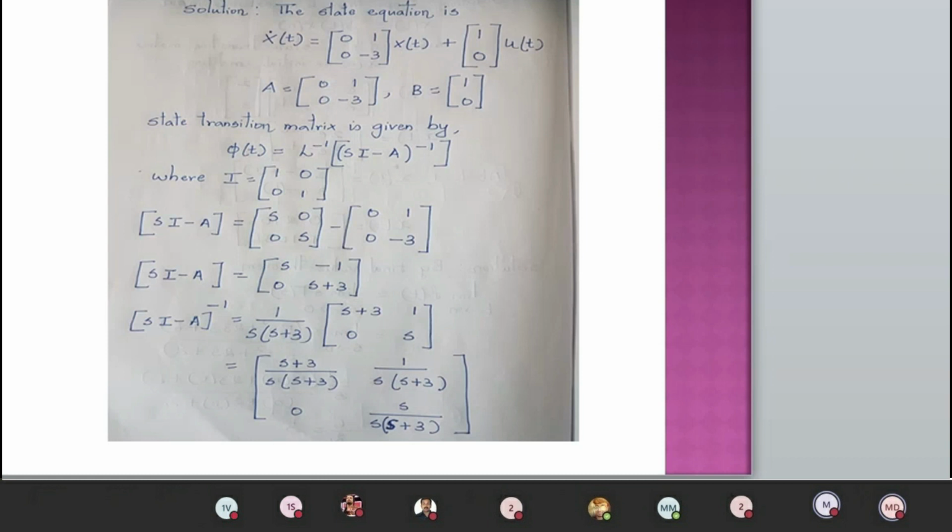Now x dot of t is equal to [0, 1; 0, -3]. So from this, x dot is A into x of t plus B into u of t. If you compare with the standard form, A is nothing but [0, 1; 0, -3], B is [1; 0]. What is the state transition matrix? Phi of t is Laplace inverse of (sI minus A) whole inverse, where I is nothing but the identity matrix [1, 0; 0, 1]. So sI minus A is [s, 0; 0, s] minus [0, 1; 0, -3]. Once I make the calculation, [s, -1; 0, s+3].